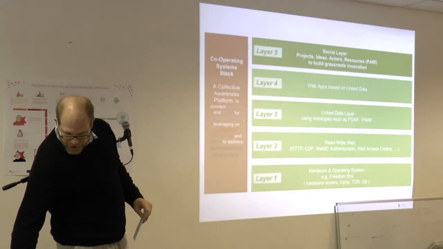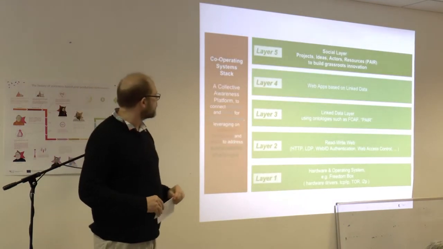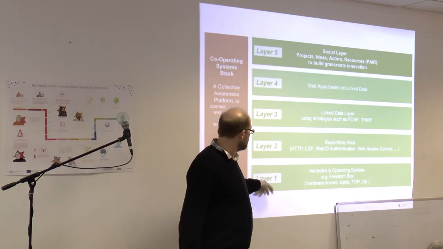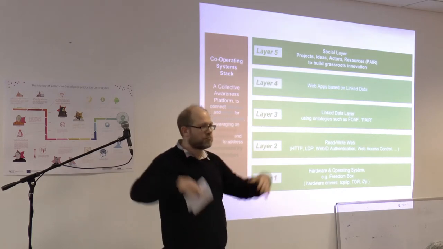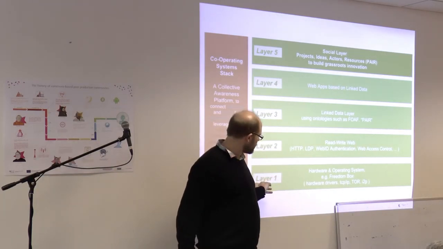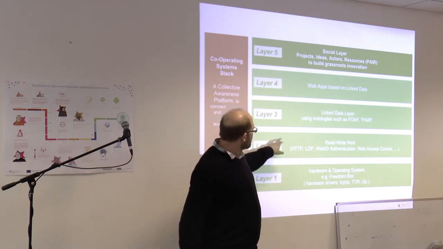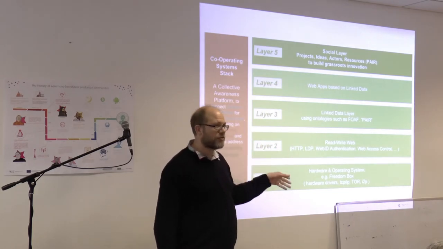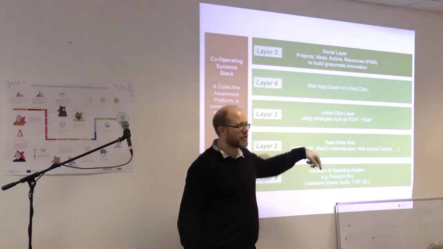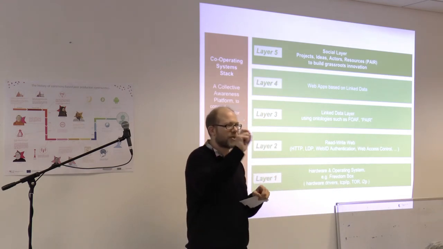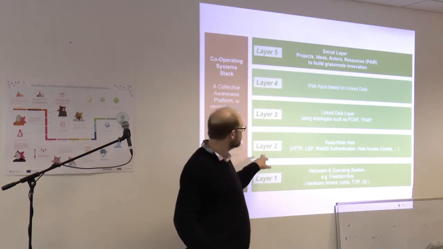So we can think of this in structures and layers. At the bottom we have the hardware layer: Freedom Box, massive servers if you're banks, it doesn't matter. We work with all of those. At the other level, we have the read-write web, which is HTTP, Linked Data Platform, WebID authentication. I don't have time to go into that. Web Access Control, so you don't have firewalls around your company. You can have every single resource have its different access control rule.